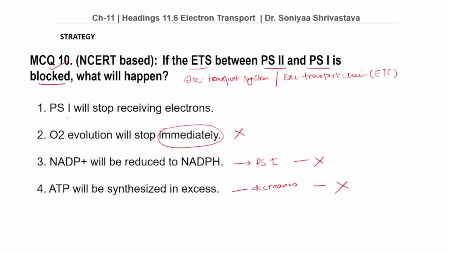Now, coming to option number 1. PS1 will stop receiving electrons. PS1 depends upon electrons arriving from PS2 through this ETS, that is electron transport system. If the pathway is blocked, PS1 will stop receiving the electrons and cannot function normally. So, this is our option.